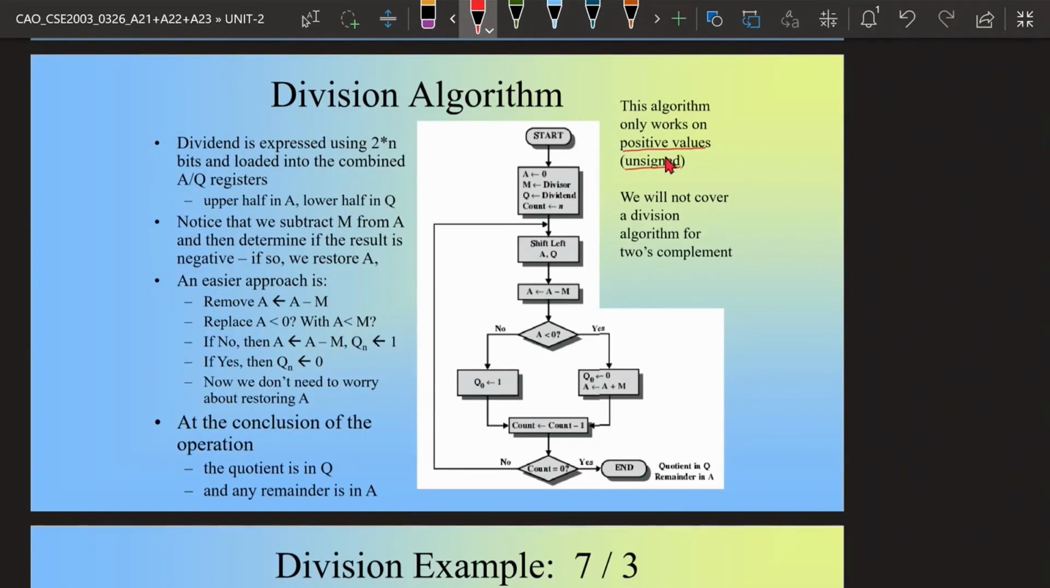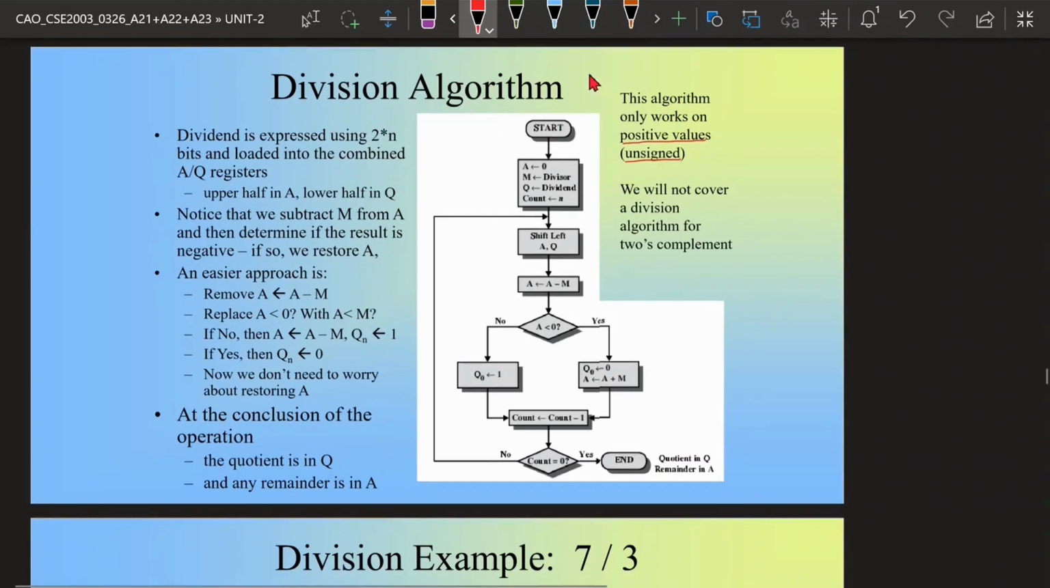So in case of positive numbers only, we will be going through 2 different algorithms. One algorithm is called the restoring algorithm for division. Another one is called non-restoring. So we'll see what the restoring and non-restoring algorithms are.